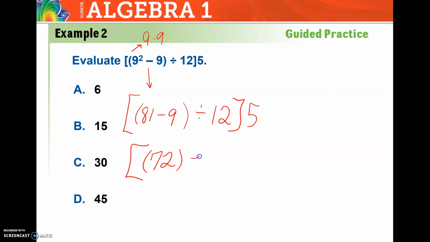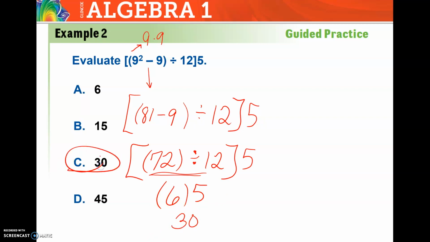Now that parentheses is done, so I could really get rid of it. But then we want to go inside this bracket now. So inside that bracket, I look for exponents, no exponents. Multiply or divide. So I'm going to divide those two. 72 divided by 12 is 6. So now that is all done. I've done everything I can in there. So then I look at the last two and I multiply those because there's no addition between them. So 30 is my answer.